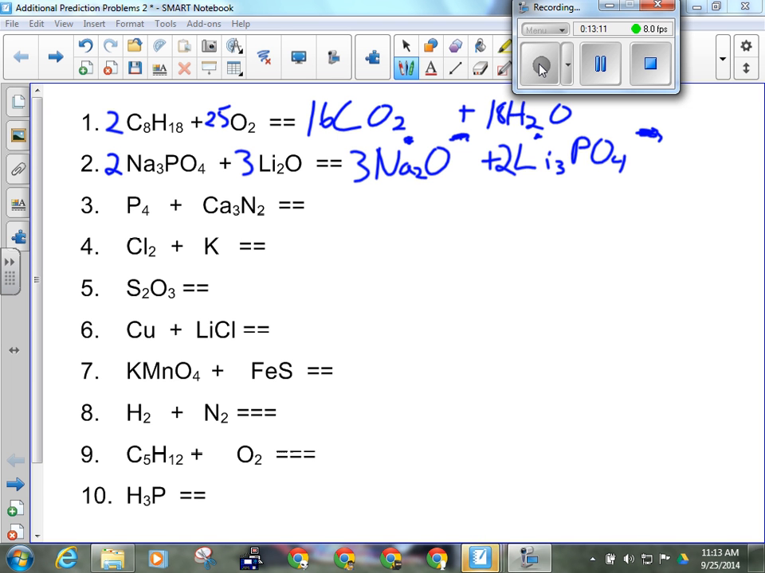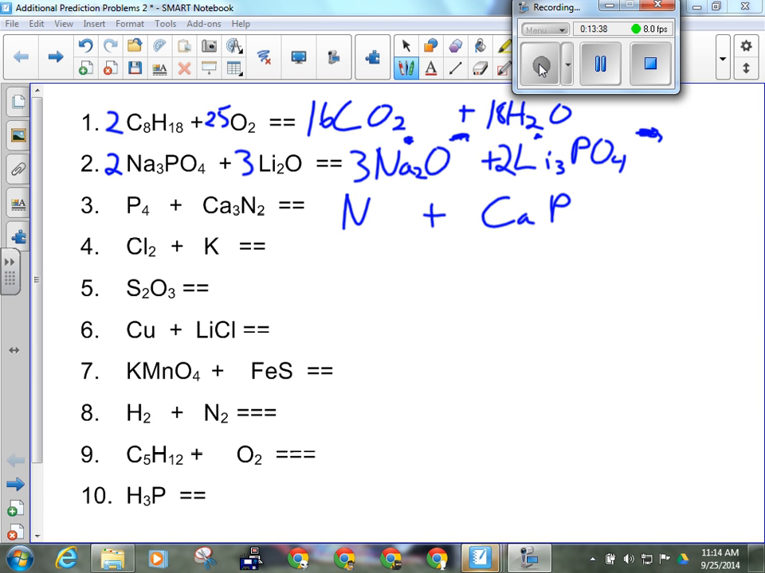For number 3, I've got phosphorus reacting with calcium nitride. What kind of reaction is that, Devin? Single replacement. In a single replacement reaction, I have to swap the things that are alike. Phosphorus is a non-metal. So who is it going to replace? Nitrogen. So that means nitrogen will end up by itself, and calcium will end up with phosphorus.